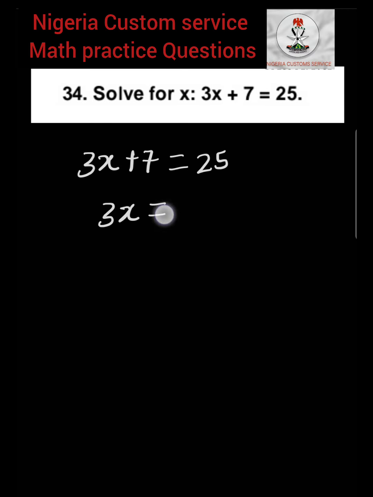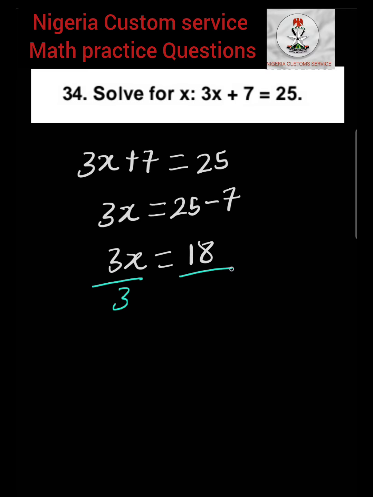We're going to have 3x equal to 25 minus 7, because when positive crosses over, it changes to negative. So we have 3x equal to 25 minus 7, which gives us 18. Then we divide both sides by the coefficient of x in order to eliminate this 3. The coefficient of x is 3. We do the same thing to the right hand side, so this 3 cancels this 3. x is now equal to 18 divided by 3, which gives us 6.